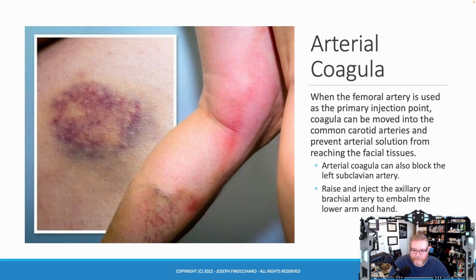When the femoral artery is used as the primary injection point, coagula can be moved into the common carotid arteries and prevent arterial solution from reaching the facial tissues. Arterial coagula can also block the left subclavian artery. Raise and inject the axillary or brachial artery to embalm the lower arm and hand.